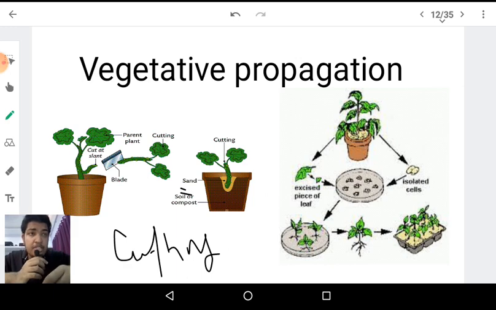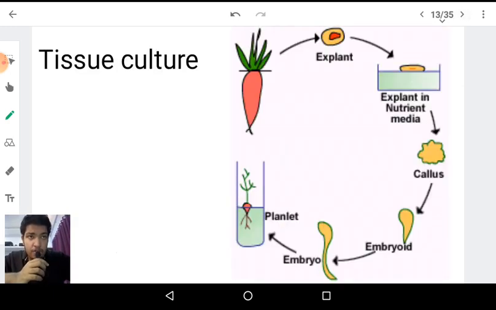Another method of artificial vegetative propagation is tissue culture. So what is tissue culture? For tissue culture, what we do is take a part of a plant. A part of a plant which can give rise to the complete plant is known as an explant. It can be a cell, it can be a tissue, or whatever. Now we are going to place this explant in a nutrient medium.